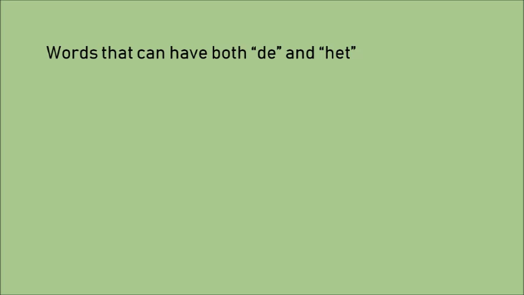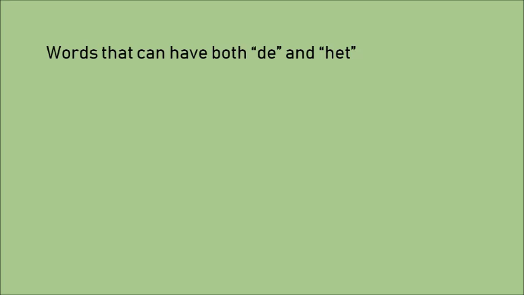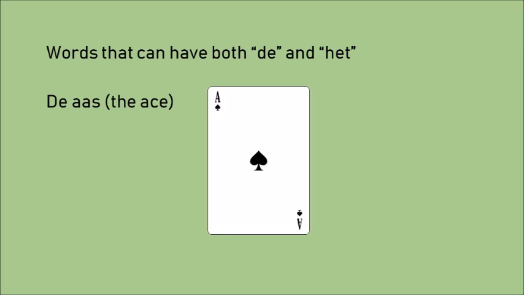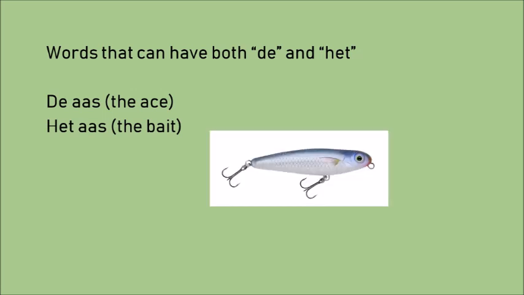But Dutch would not be Dutch if there was not some strange twist, because there are also some words that have both de and het as article, but that does not mean that you have a free card just to say whatever you want and always be correct, because in those cases, whether you use de or het determines the meaning of the word. Let's show some examples. De aas means the ace, like this thing right here. But if you say het aas, then you say the bait, like this thing.